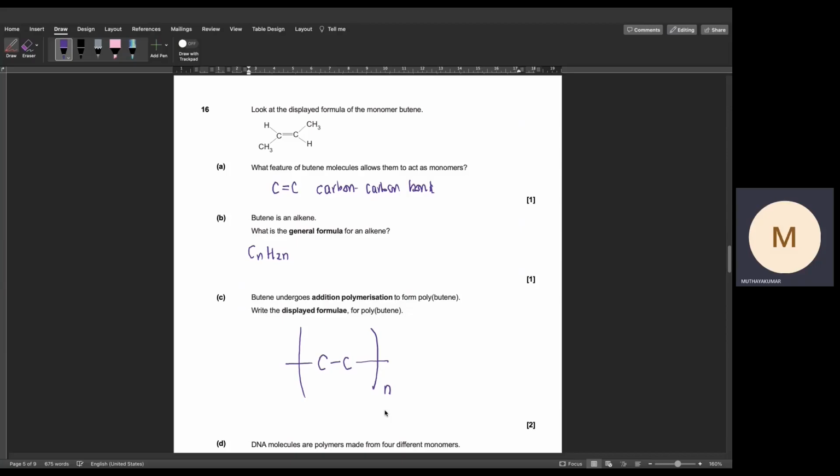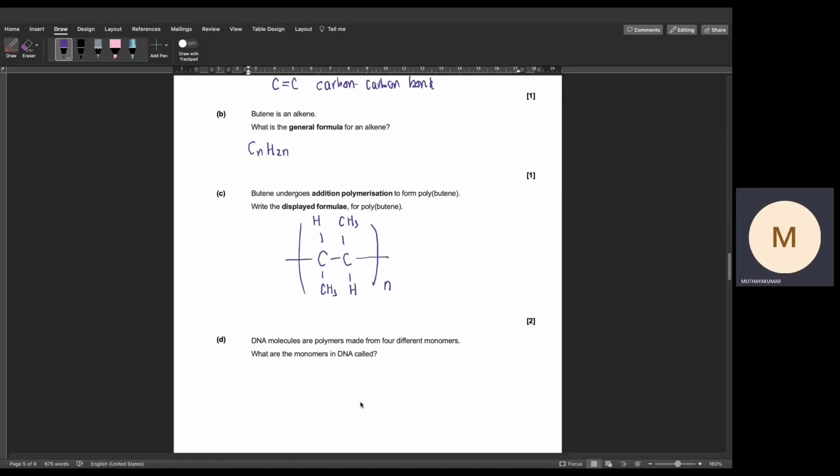This represents the fact that this polymer has N number of monomers. It's a very large number. N can be any number. And to finish off, we need to make sure all of our groups are attached to the correct carbon. So on each carbon, we have a hydrogen and a CH3 group. So on the first carbon and on the second carbon.